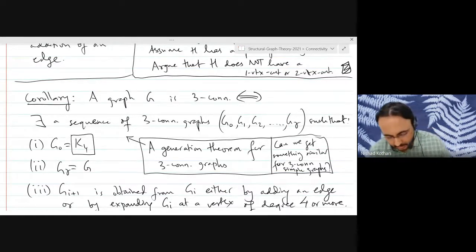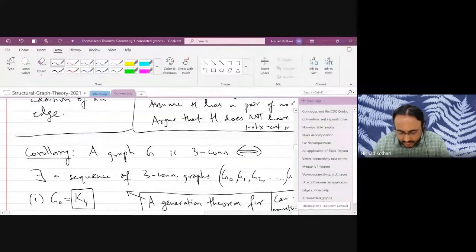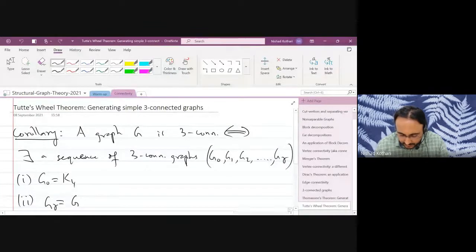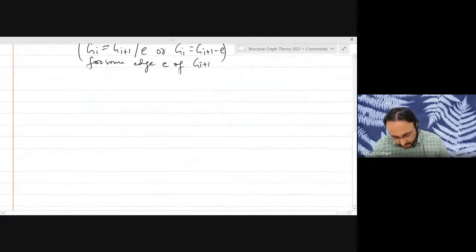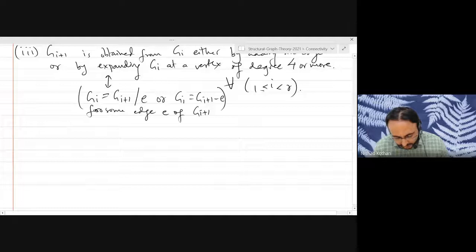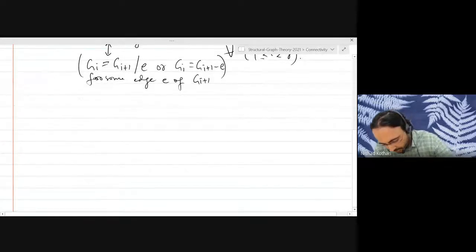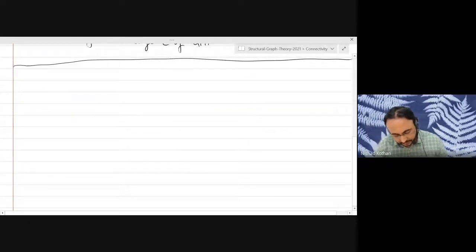So we want a similar theorem for simple 3 connected graphs, and we want our graph to be smaller only by one edge, like Thomason's theorem. That brings us to another very important theorem in structural graph theory called Tutte's wheel theorem. Before I state the theorem, this is just Thomason's theorem, which I copied here before the lecture. Before we look at Tutte's wheel theorem, let's talk about wheels.